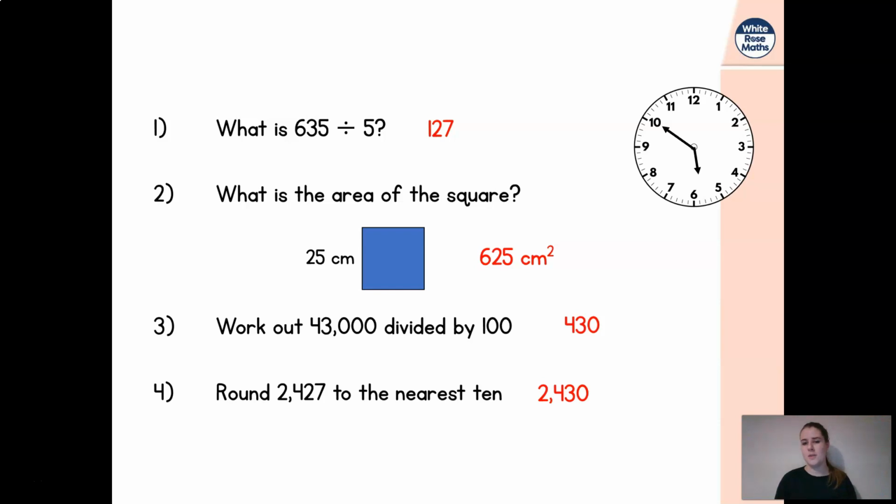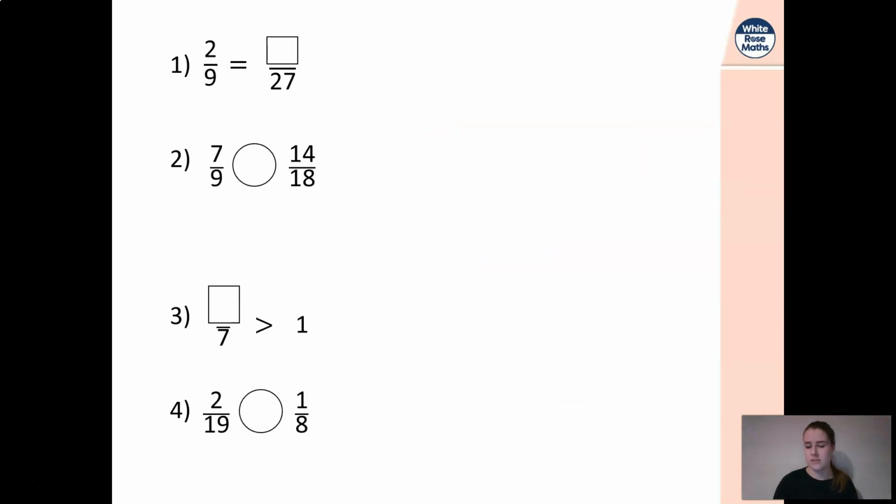Now, if you had to go at the time one here, we can see we're just coming up to 6 o'clock, so it's 5:50. And if you're writing that in 24-hour clock, that's going to be 17:50. Okay? Now, let's warm your brains up a little bit more with our fractions.